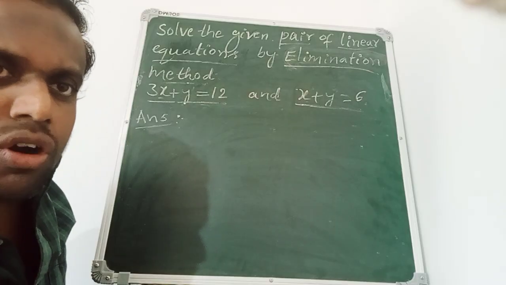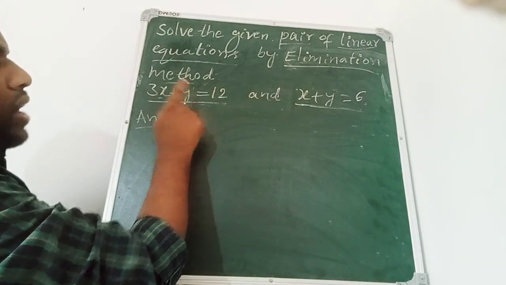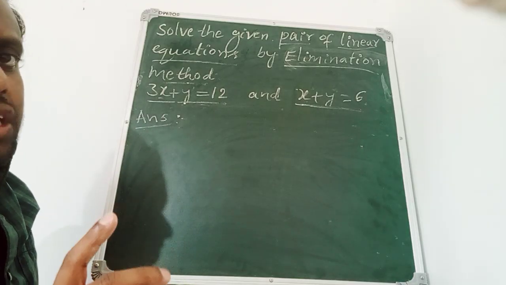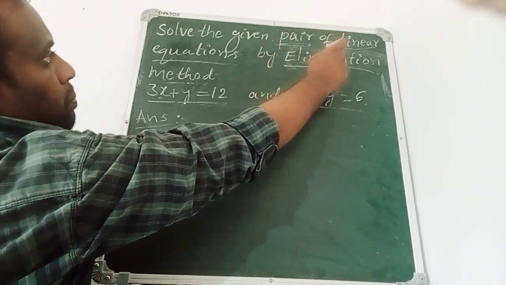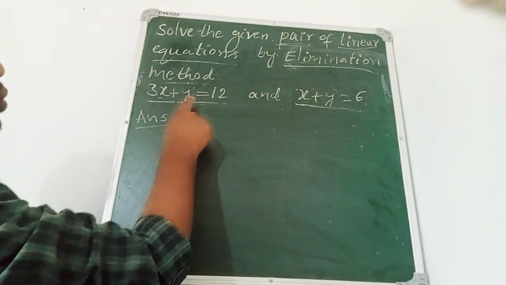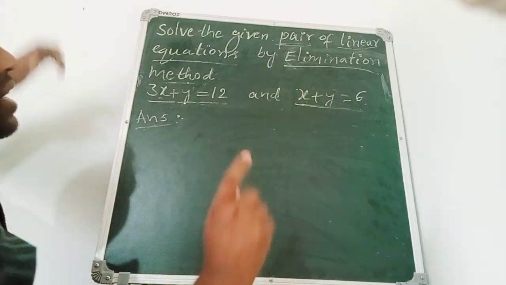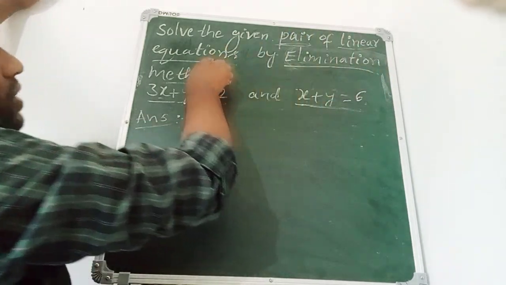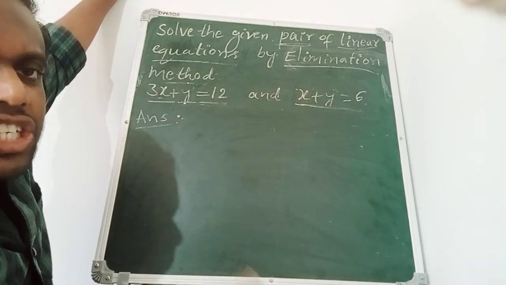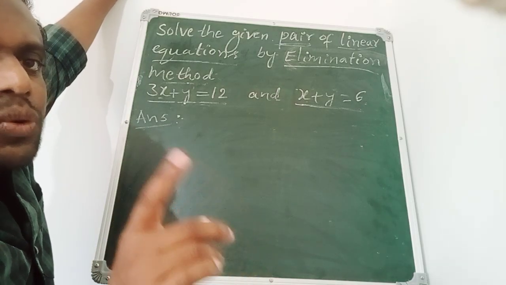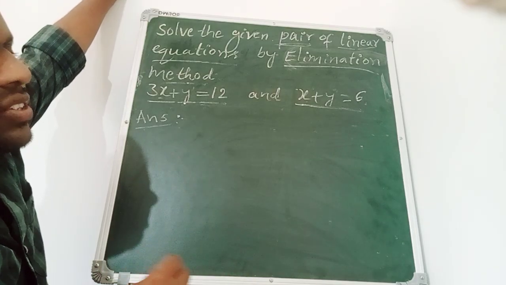Solving equations means what? Finding the values of x and y. That's the meaning of solving the equations. So pair means two. There are two equations given. This is one equation, this is the second equation. Next, linear equations. Linear equations means the highest power of the variables is 1. Then that equation is called a linear equation.